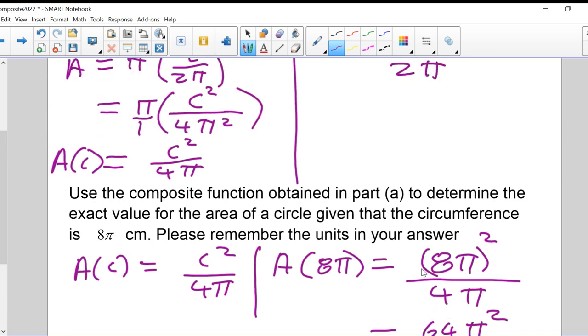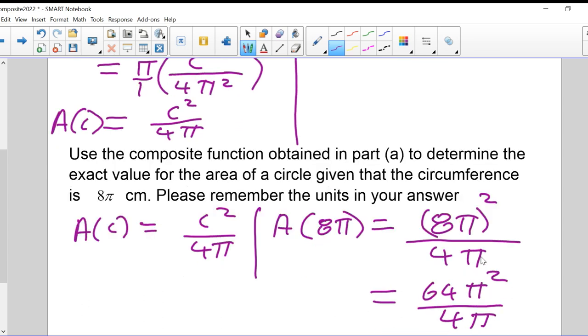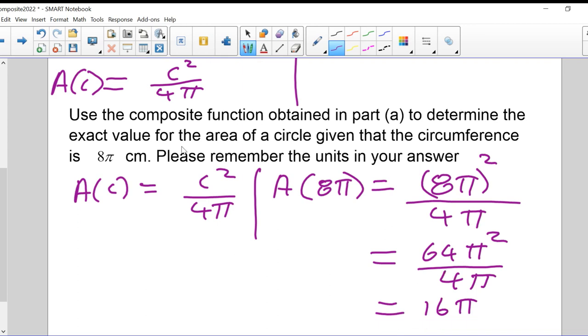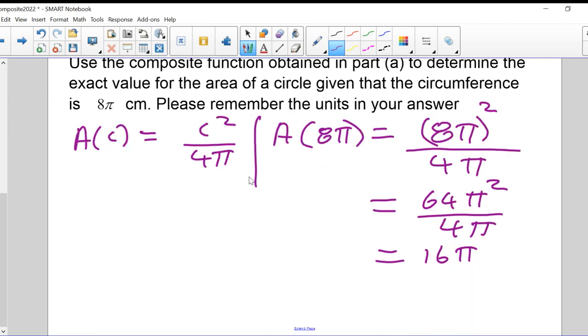Now, it says remember the units in your answer. Can somebody help me out with that, please? What units would make sense for a question like this? Centimeters I'm hearing, and centimeters squared I'm hearing. Joel says centimeters, and then 3 of you are saying centimeters squared. I wonder who is right. Okay, Joel is changing his tune now. Yes, it's an area question, right? To determine the exact value for the area of the circle. This was in centimeters, by the way, so this is actually centimeters squared.